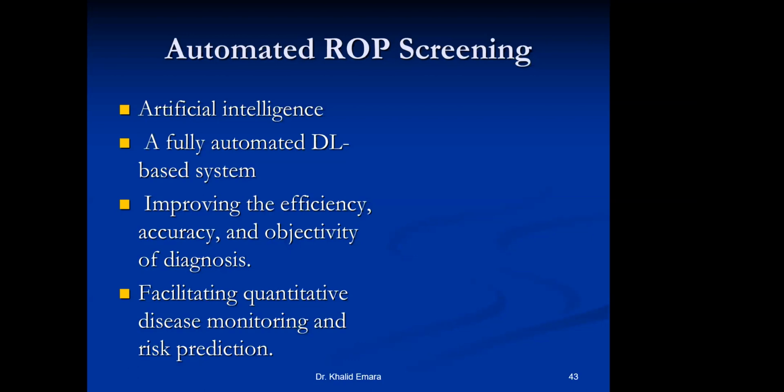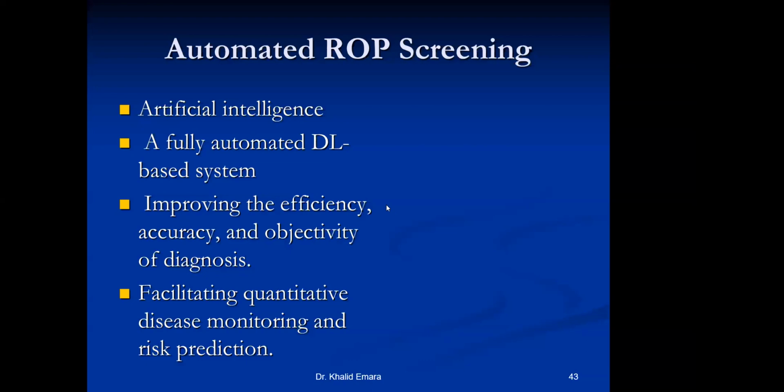it will give every decision a score. A score beyond some limit indicates that the diagnosis is definitive. A low score indicates that the report needs to be reviewed by an ophthalmologist. The idea of automated screening is to improve the efficacy, accuracy and objectivity of ROP diagnosis, also facilitating quantitative disease monitoring and risk prediction.